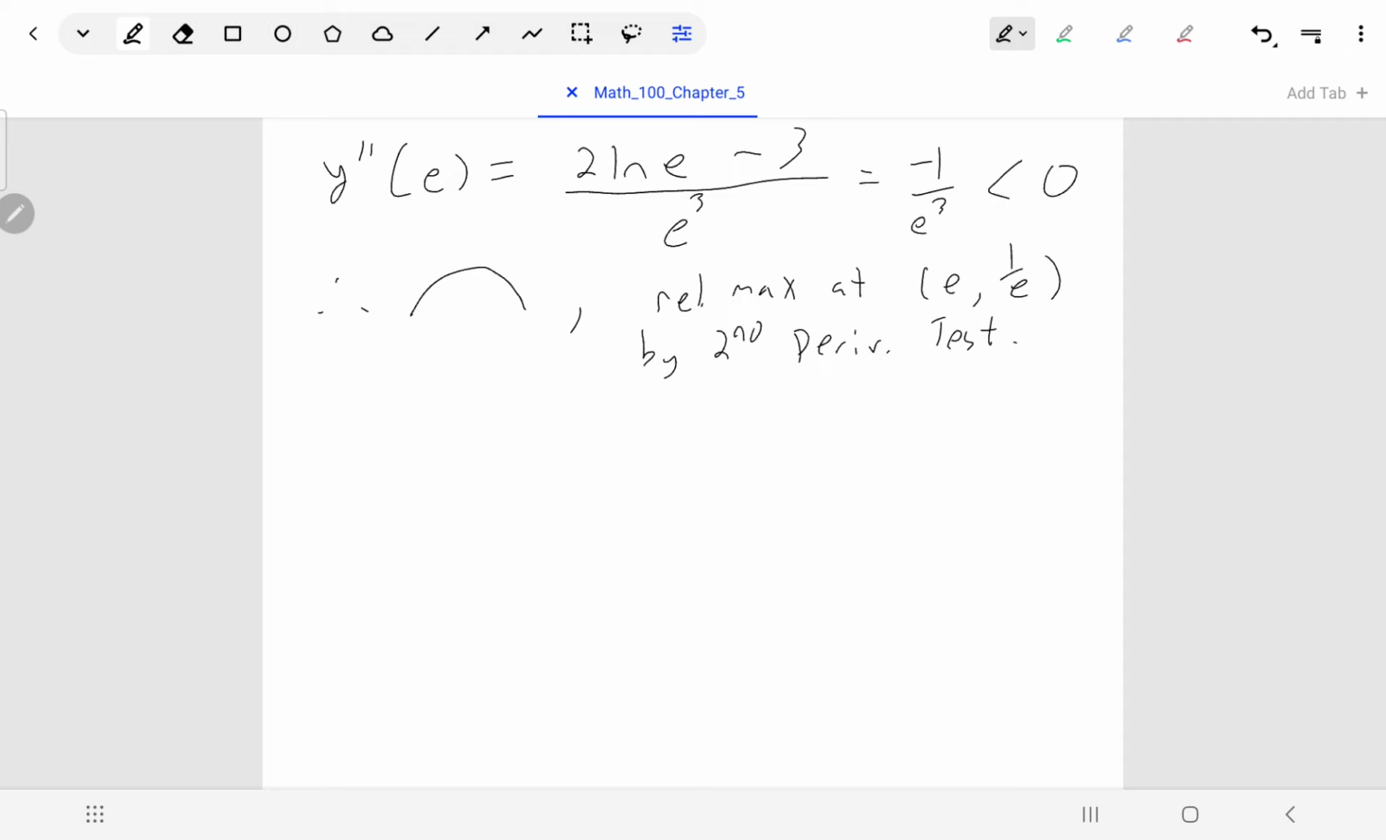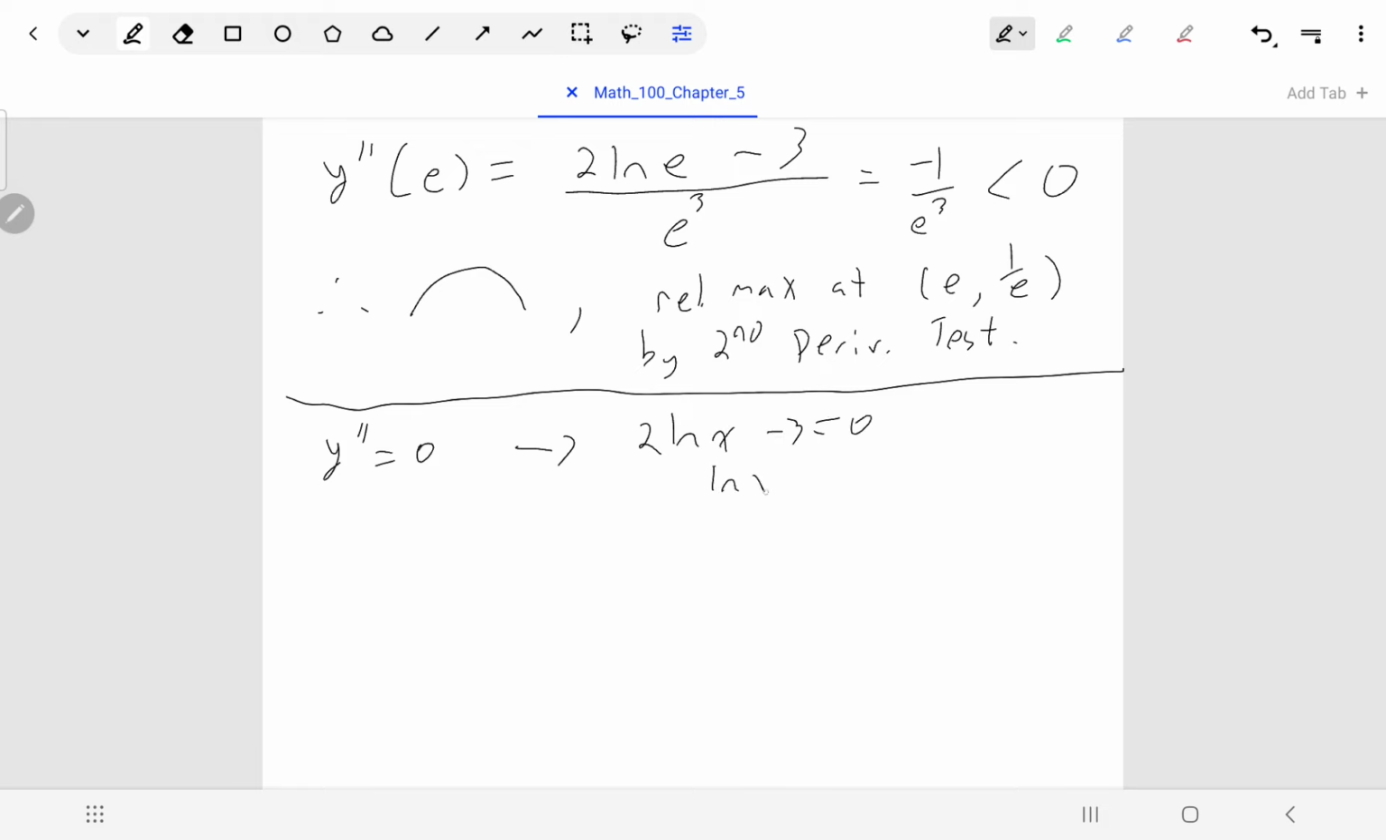Okay, so it turns out we had an extremum, and it's a relative max, and that's the only one we have. If we're interested in points of inflection, we'd need to think about the second derivative again, and if we were interested in concavity, again, we'd need to think about the second derivative. We know the second derivative is equal to 0 when the numerator is equal to 0. So in other words, when 2 natural log of x minus 3 is equal to 0.